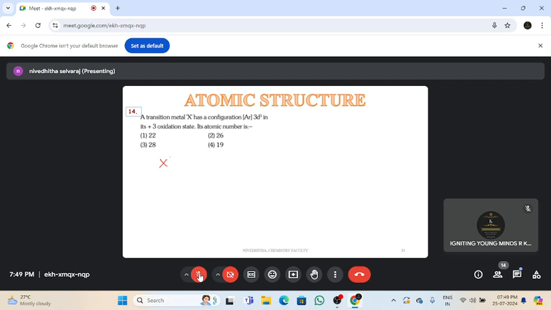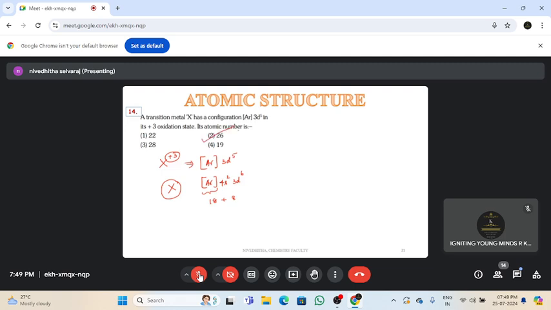So there is an element called X with oxidation state +3 and electronic configuration 3d5. So originally there should be 3 more electrons, right? So the original configuration would be argon 4s2 and 3d6. So this is the configuration of element X, right? 18 electrons plus 2 plus 6, that is 8 electrons more. So the atomic number must be 26.